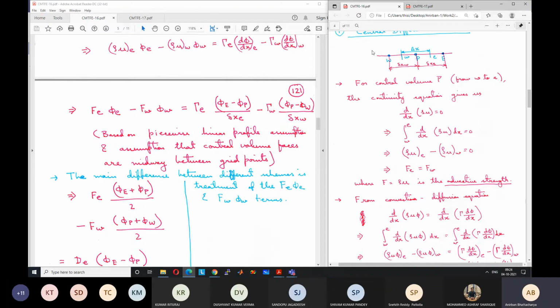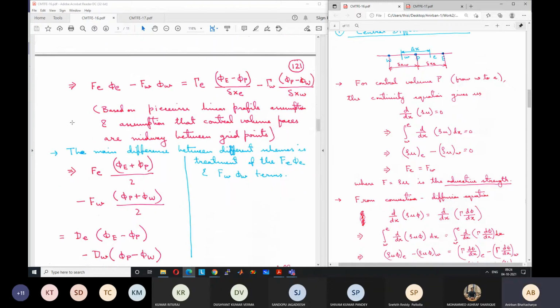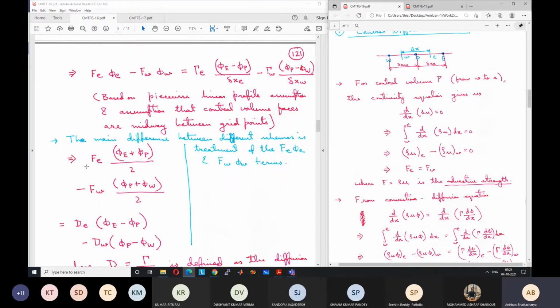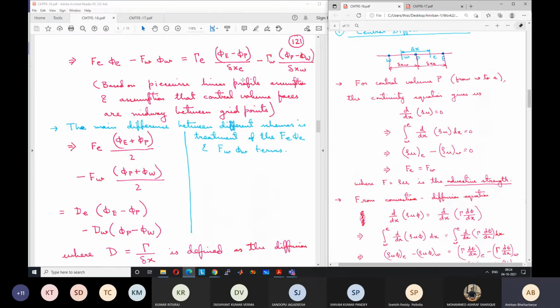All right. So this is the left hand side: Fe (phi E plus phi P) by 2 minus Fw (phi P plus phi W) by 2. On the right hand side, this gamma e by delta xc.